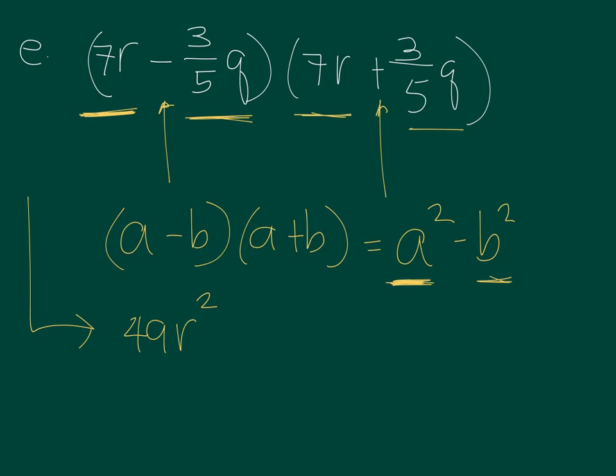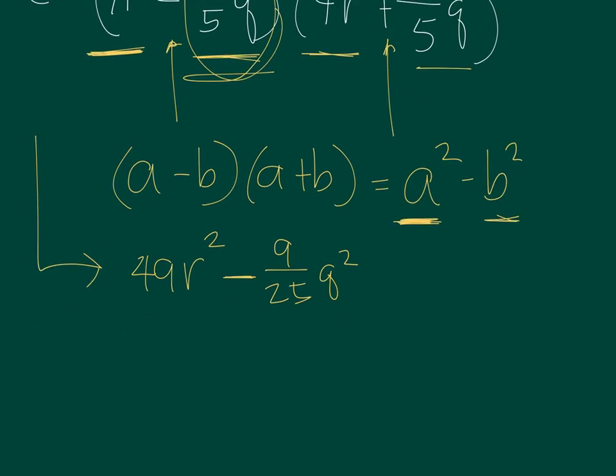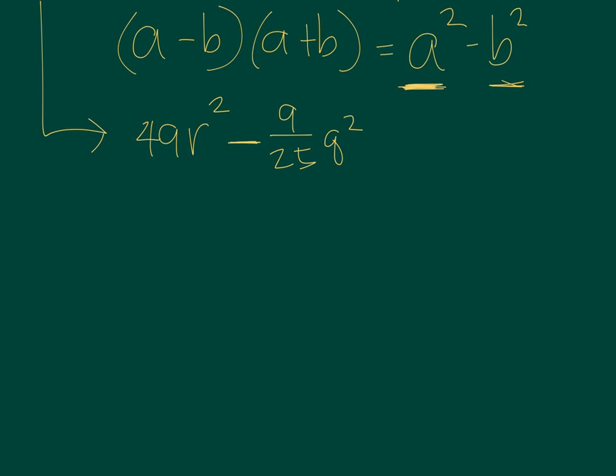And then the B here is your 3/5 Q. If you square the B, the 3/5 Q, that means 3 squared is 9, 5 squared is 25, and Q gets squared. And this will be a minus sign. It's A squared minus B squared. So that's how you expand the given expression in letter E. And then moving on, let's take a look at letter F.